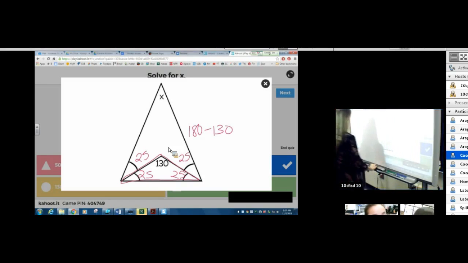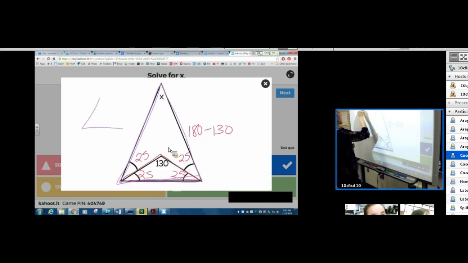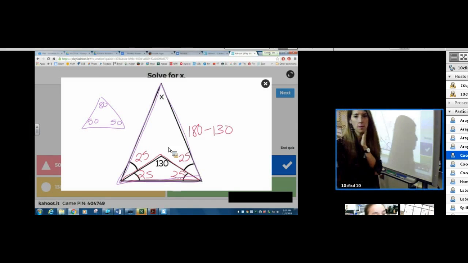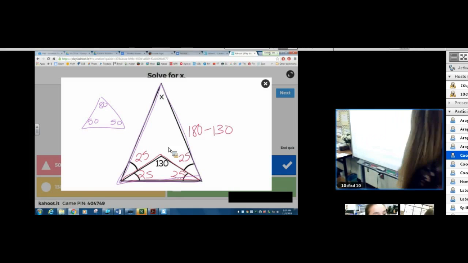They're all 25. So now when we look at this triangle right here, you could always redraw it to the side, especially on a test when you want to get each and every problem correct. When you know that those two angles are 50, then the only thing that one could be is 80. So triangle sum theorem and isosceles triangle there.